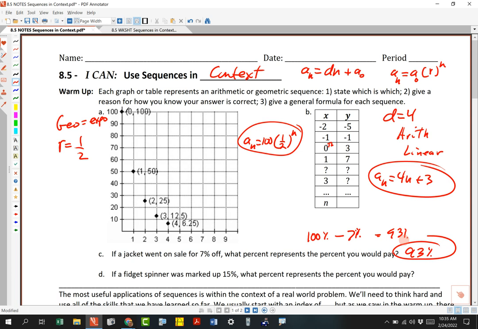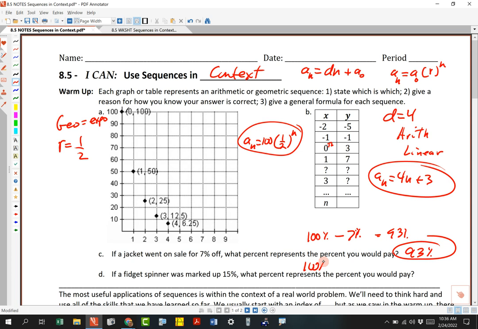Next question. If a fidget spinner is marked up 15%, what percent represents the percent you actually pay? More than one hand. Come on. Ooh, I might just have to call on people who don't have their hand up. Bradley, what do you think? If a fidget spinner is marked up 15%, what percent do we actually pay? 115? Peyton, you think it's 115? Okay. Cooper? Yes. Tell us how. Because it's going up 15%. Very good. It's going up 15%.